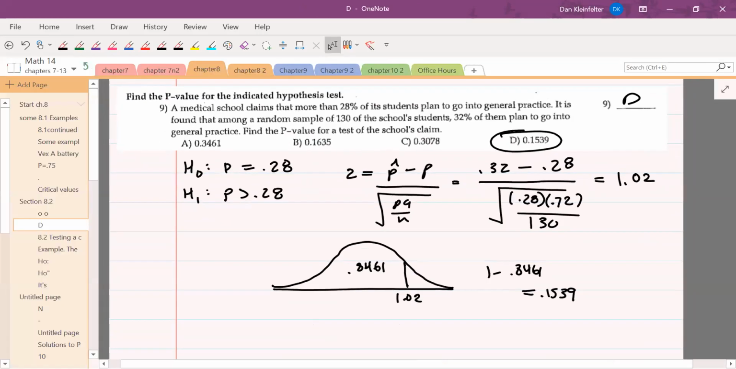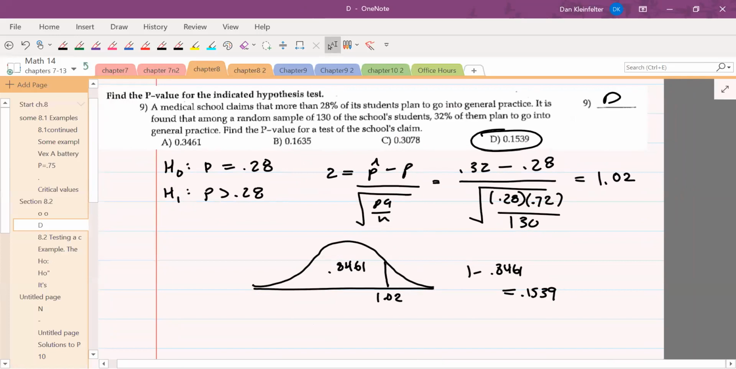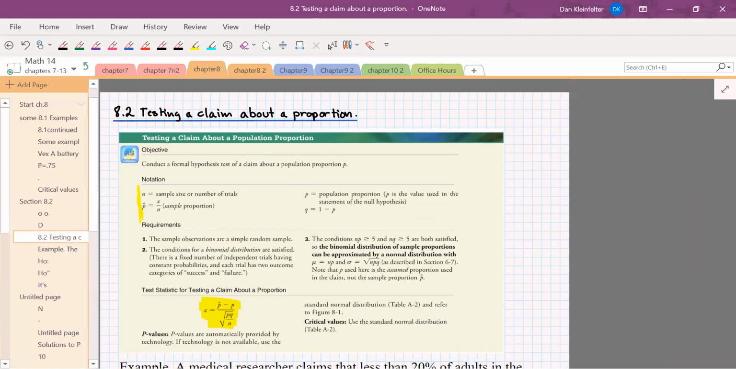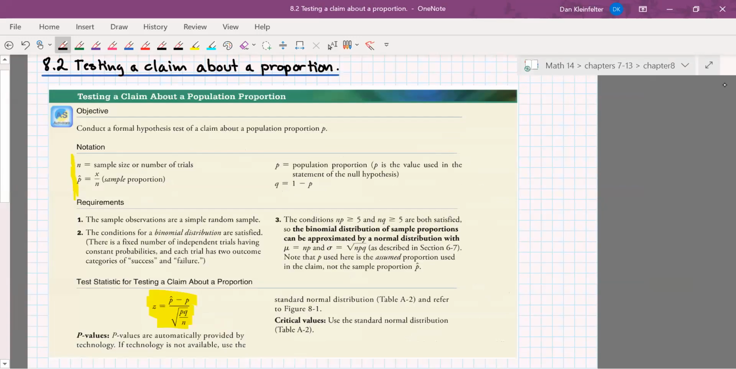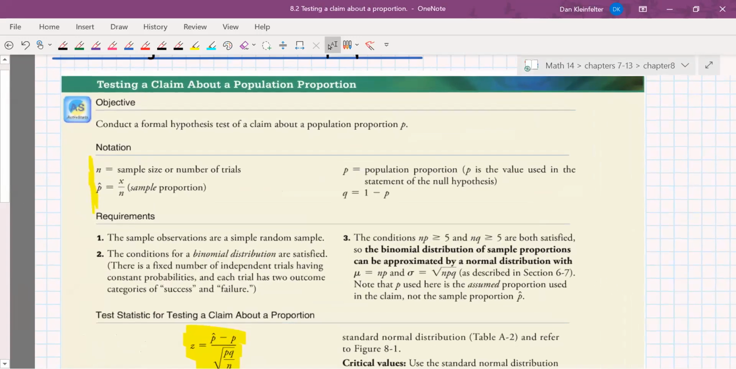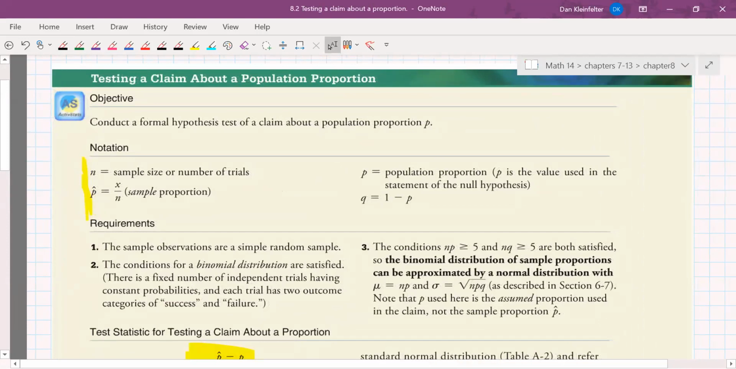We're ready to start doing section 8.2, which is basically about testing claims involving proportions. We actually just did an example of that. So that's good. The fine print from our book: we're going to need n, which is our sample size or number of trials. The p hat will be x over n. The p will be the population proportion, the one that's in the hypothesis. And then q will be 1 minus p.